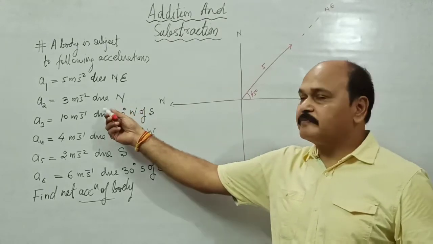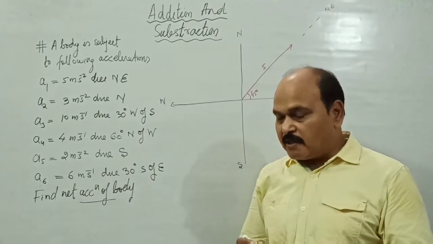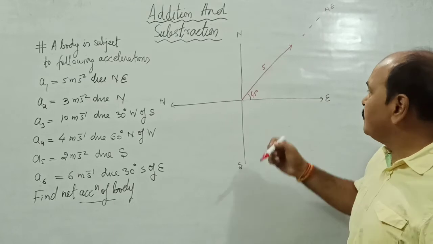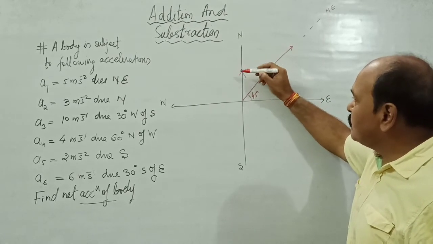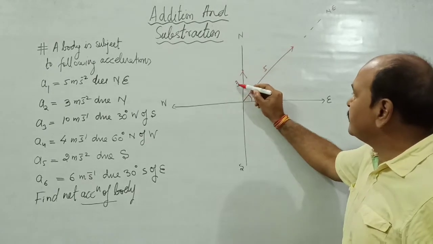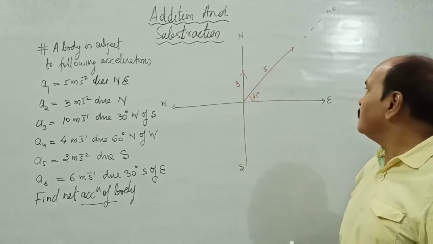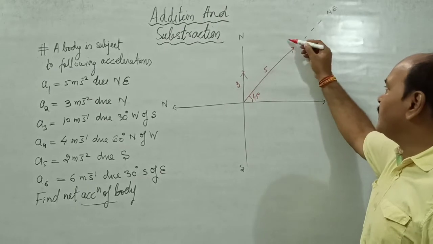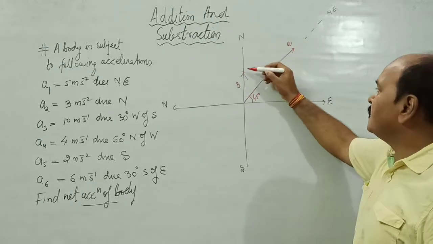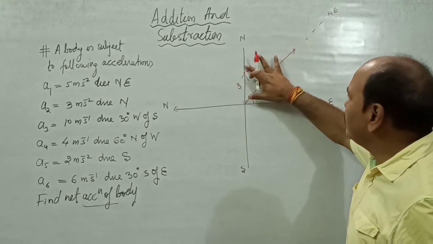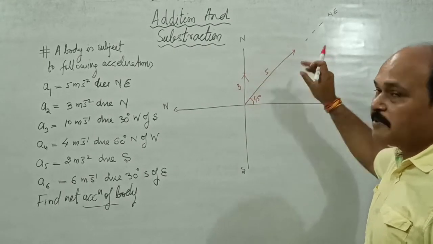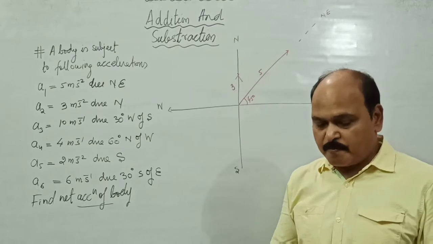Vector number 2, 3 meter per second square due north. That means we have to draw A2 here. This is A2. And what is the value of A2? 3 unit. You may or may not write A1, A2. This is A1, this is A2. So avoid writing, I want to keep the diagram as simple as possible.